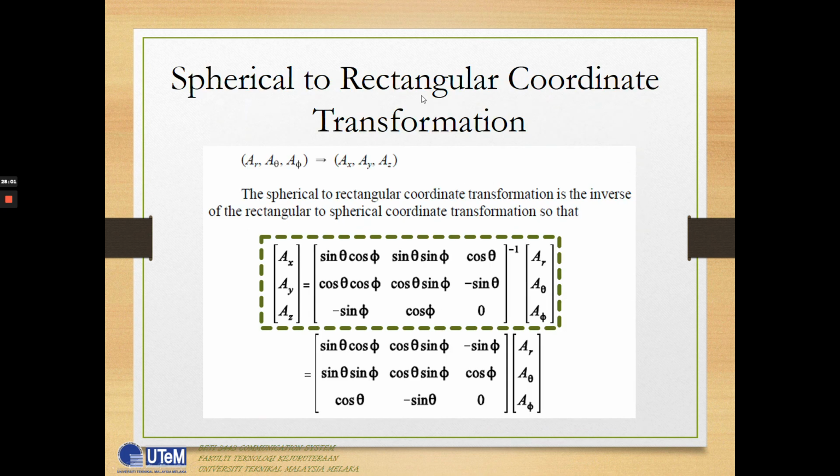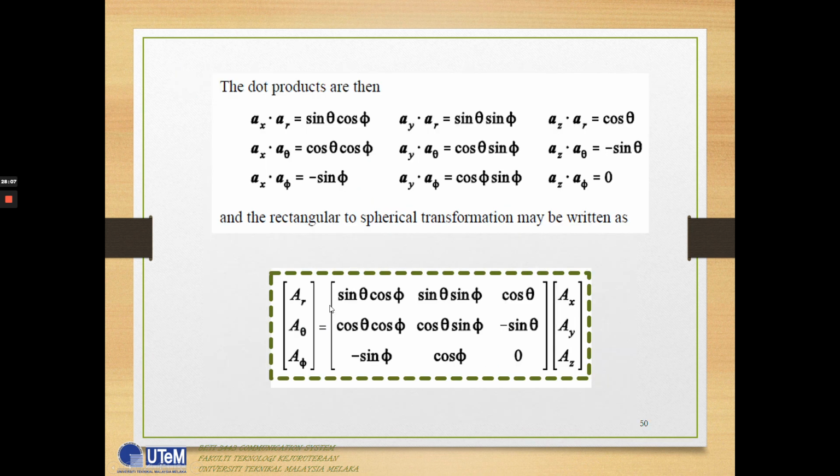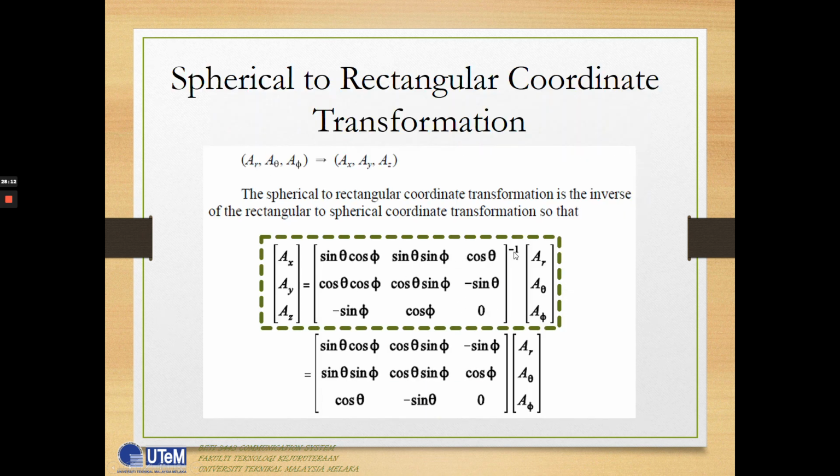However, in a similar fashion, if we try to go from spherical to rectangular, we just need to bring this matrix to this side. If we bring it this side, it becomes inverted, so you need to do a matrix inversion. If we do this 3 by 3 matrix inversion, it becomes somehow like this. Don't worry, I will put up a matrix inversion video on how to invert a 3 by 3 matrix, inshallah.